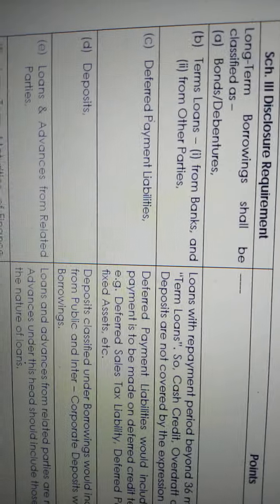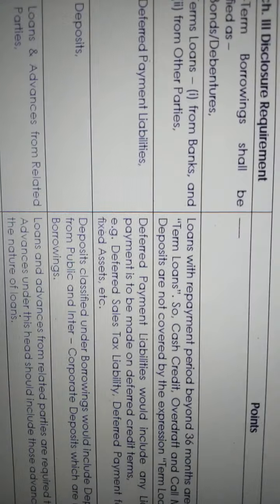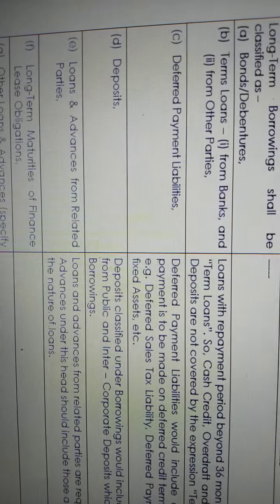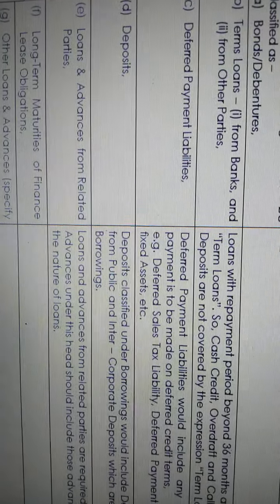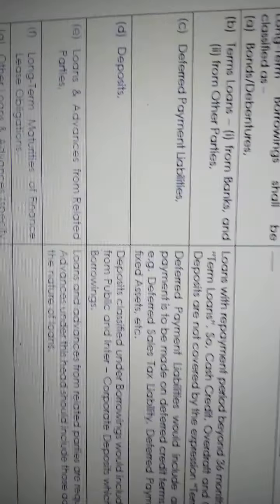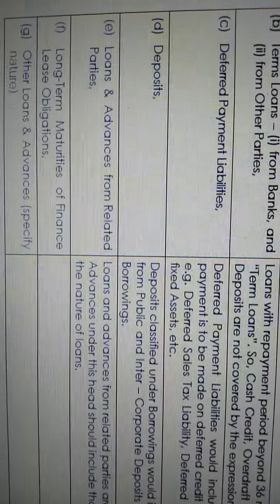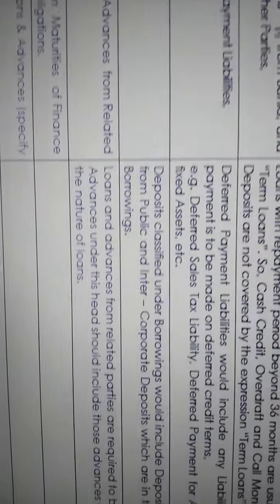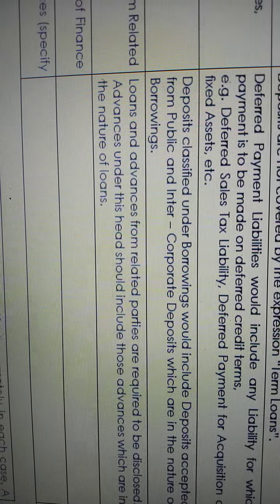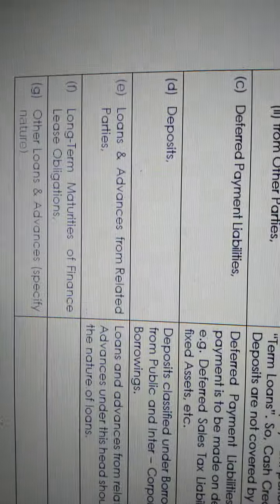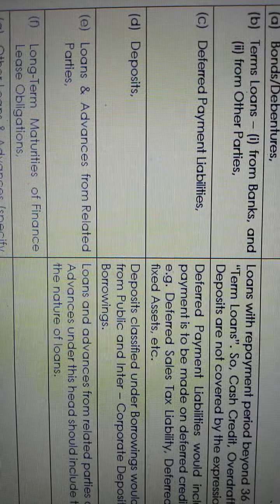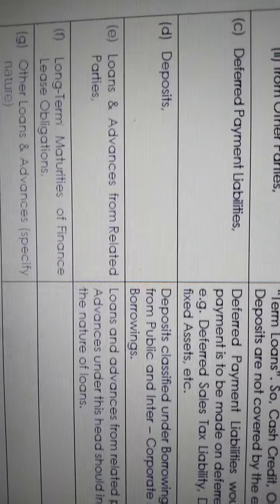Then what is the next one? Deferred payment liability. That is also one type of liability. Normally if it is more than 12 months, it will be covered under deferred payment liability. If anything is payable more than 12 months, such as sales tax liability, deferred payment for acquisition of fixed assets, all those things, and deposits received from the public, if payable more than 12 months or according to the operating cycle, it is a non-current liability, then we have to present it under non-current liability.